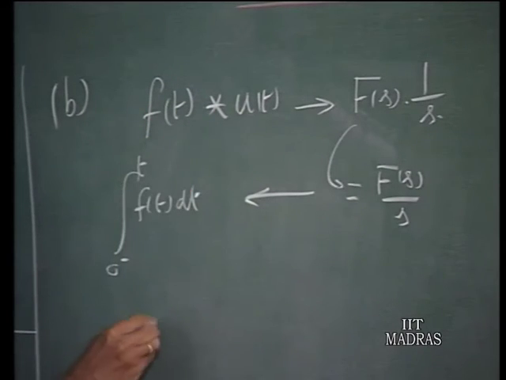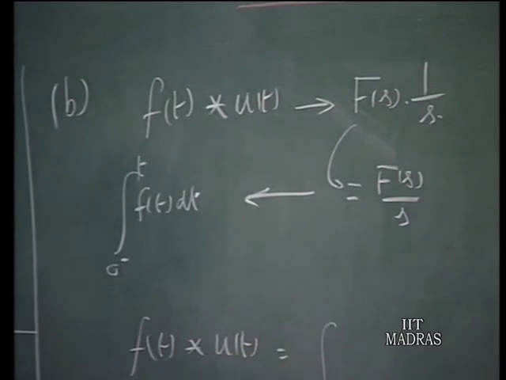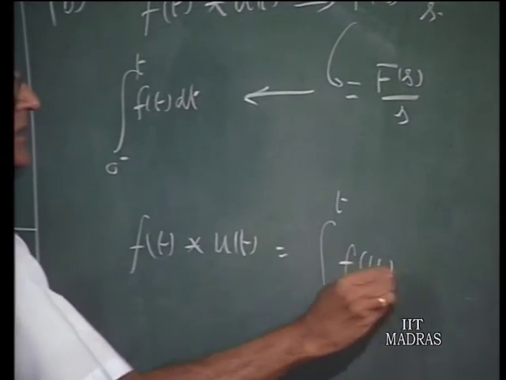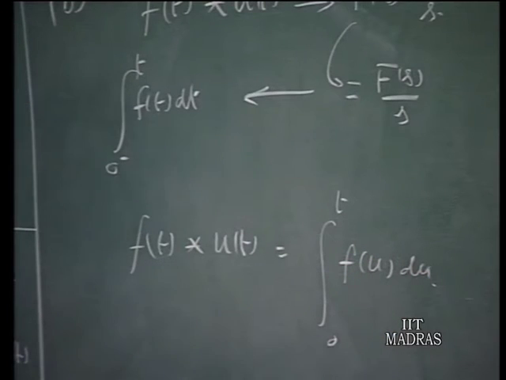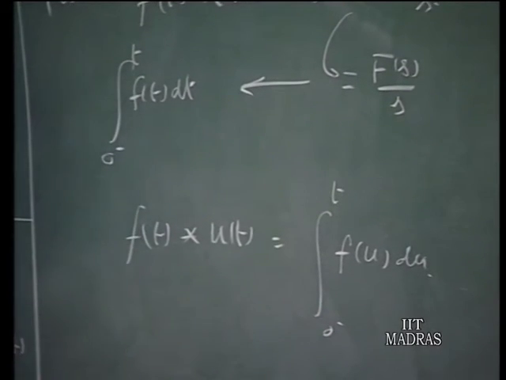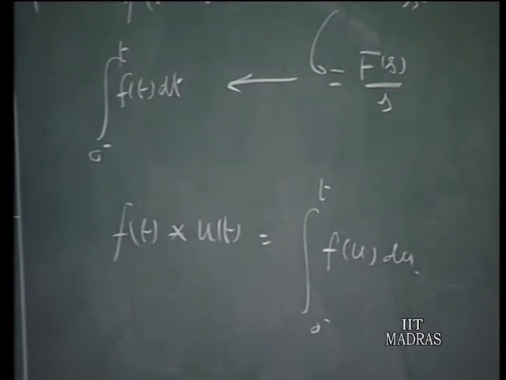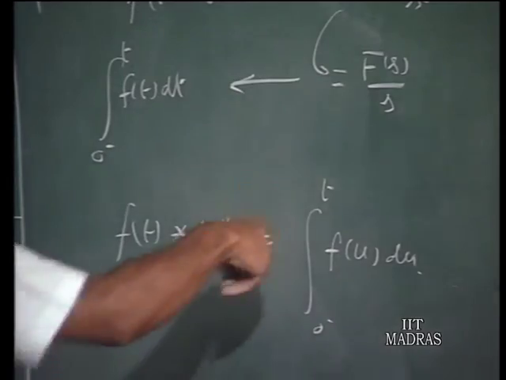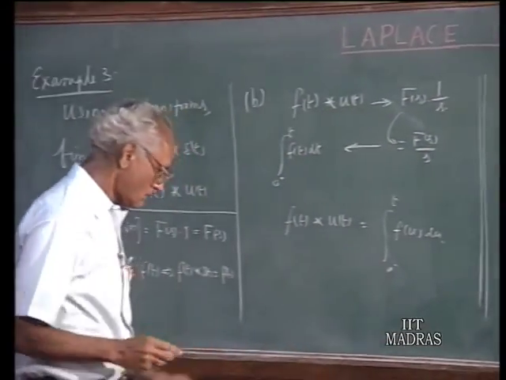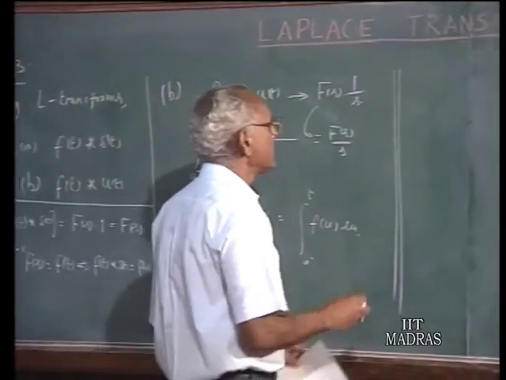Therefore, we conclude that f of t star u of t is the integral from 0 to t of f of u du if you wish, because after all this is a dummy variable, the integral of f of t, assuming that f of t is a causal time function, and therefore, we are starting the integration from 0 minus onwards. These results are already known, but this is only a confirmation of results that we already derived in an earlier context.